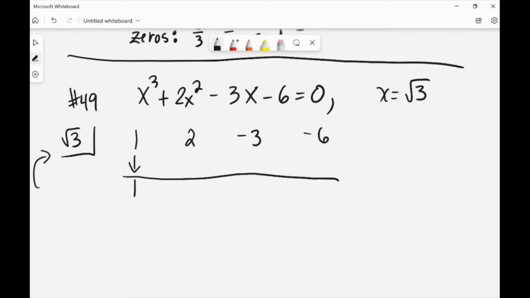All right, we're going to put 1 down. What's the next step? Multiply. We have 1 times the square root of 3. That's not too bad. What is it? Square root of 3. Yep. Now here's where some of you are going to wonder, what do I do now?